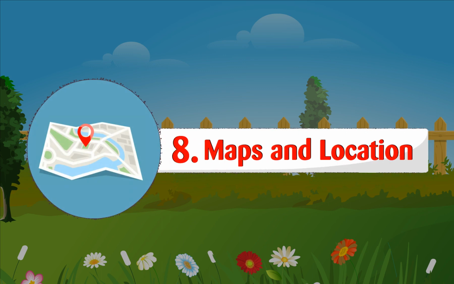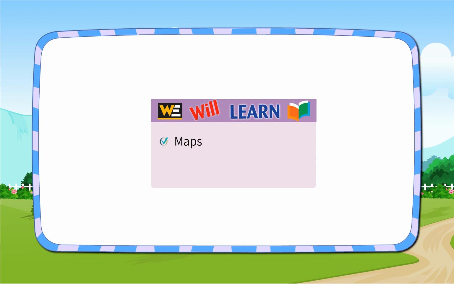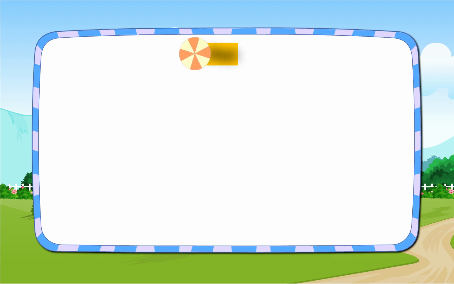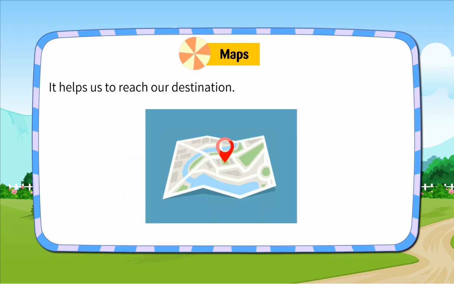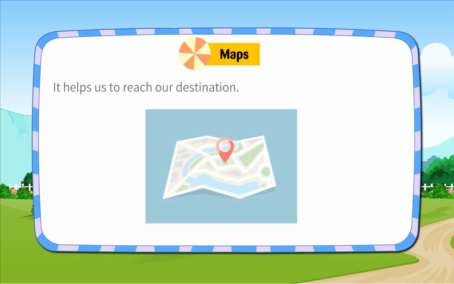Chapter 8: Maps and Location. We will learn maps and directions. Maps. A map is a drawing of a neighborhood, a city, a country or a world. Maps are very useful to us. It helps us to find the location of a place if the address is known. It helps us to reach our destination.